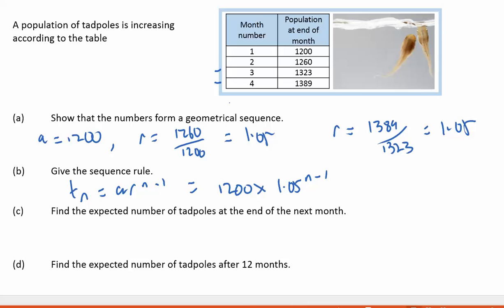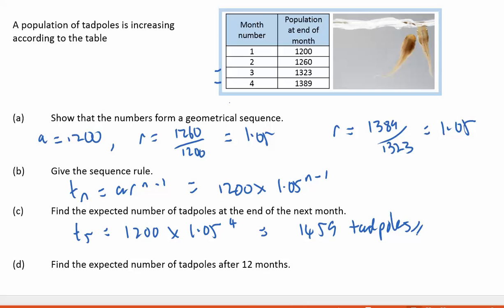to find the expected number of tadpoles at the end of the next month, well that's 25, and that's to the power of 4. And when we do that, 1459 tadpoles. Number of tadpoles after 12 months in a similar way. 12 take 1 is 11, and I get 2,052 tadpoles.